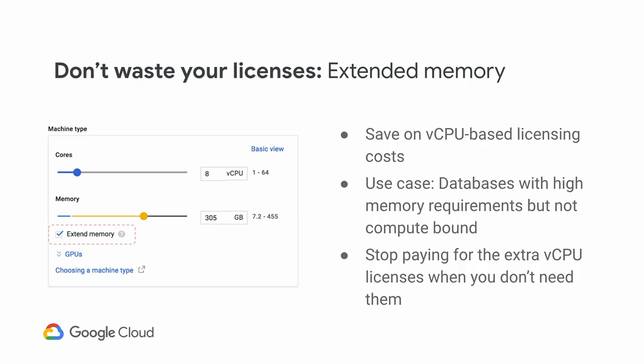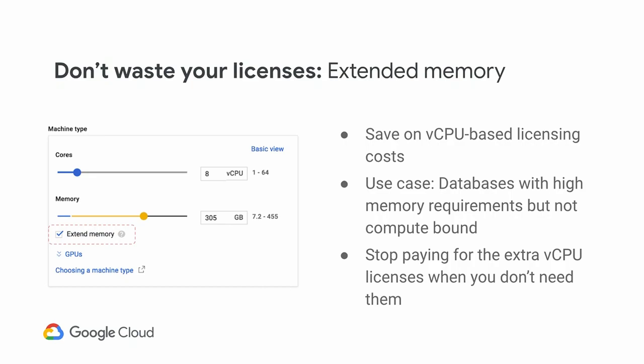So for example, you could have a VM with one vCPU and 500 gigabytes of RAM. And so if you were to take that use case with a vCPU license, you would be responsible to pay for one vCPU license, but your workload in your database would still have 500 gigabytes of memory to work with.